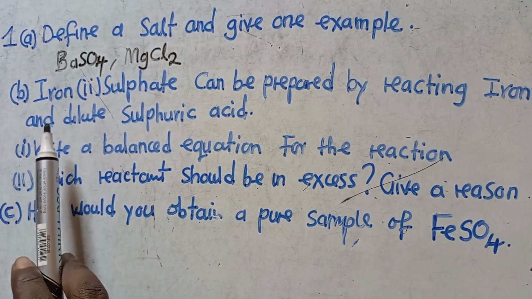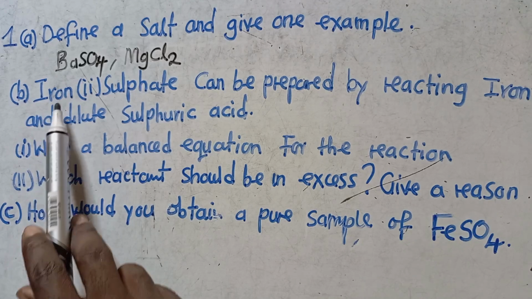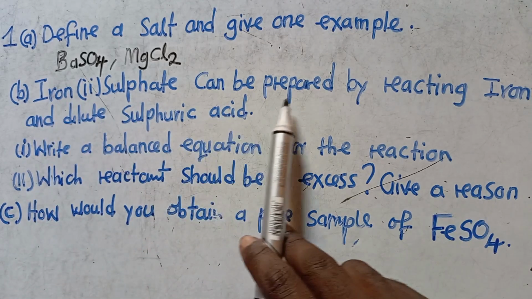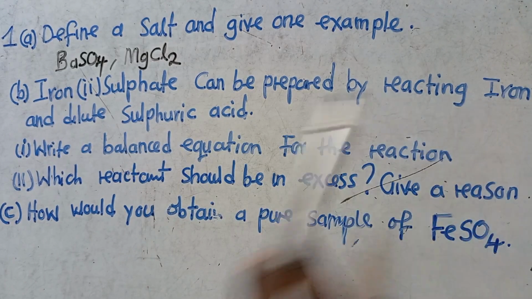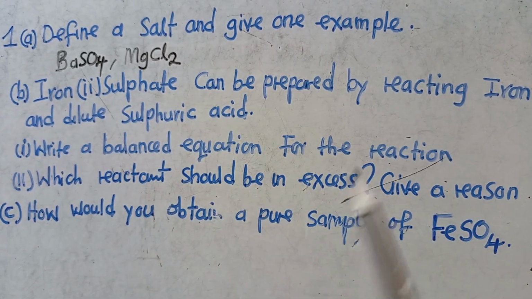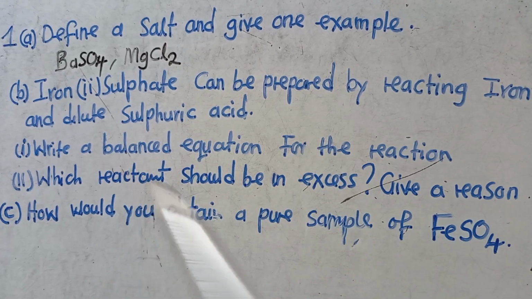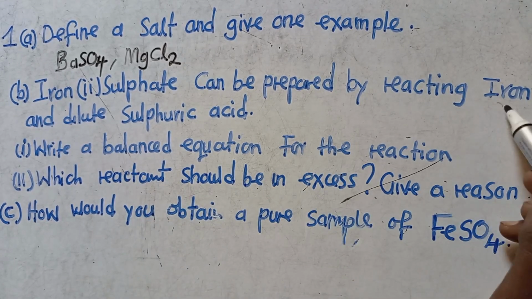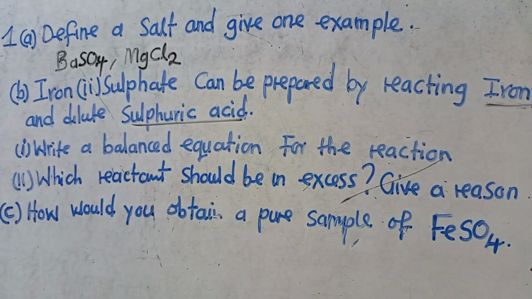So the next question is telling us that iron(II) sulfate can be prepared by reacting iron and dilute sulfuric acid. Before we go any further, you need to understand that a salt that is formed by reacting a metal and a dilute acid is a soluble salt. I guess you know soluble salts. You are not facing any challenges there.